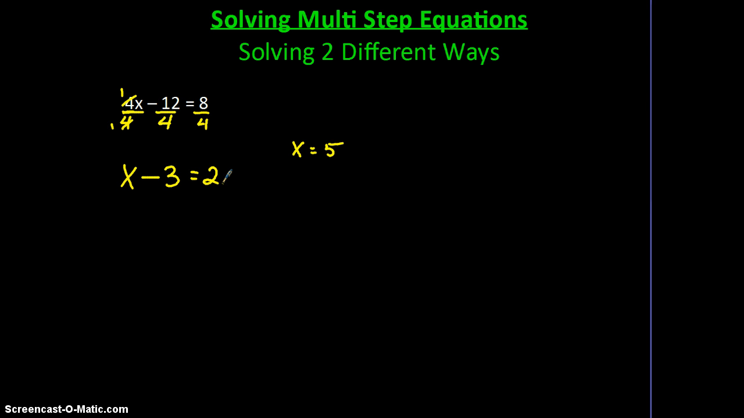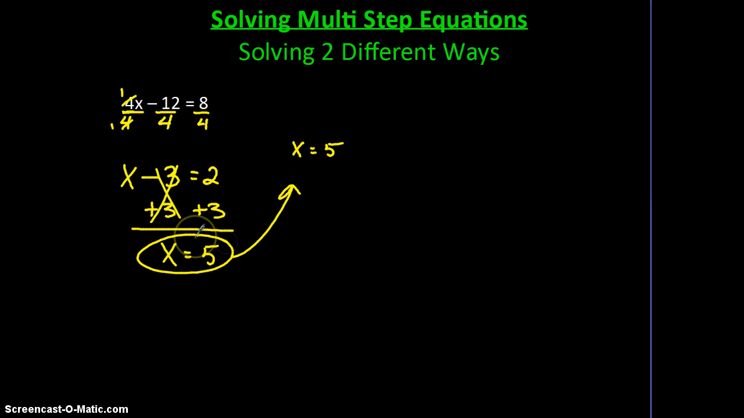And last step here, this time now I have 1x first, so then I can go through and add 3 to both sides, and therefore get x is equal to 5, as we did the first time we solved this equation. So that's with the standard two-step problem, and solving it two different ways.